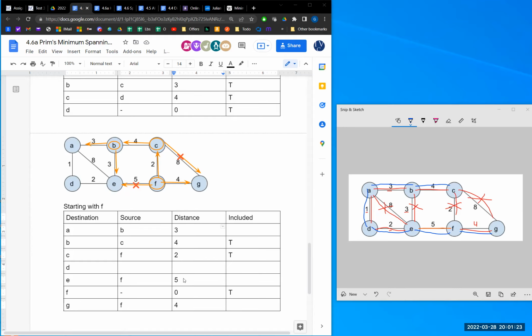Now we have choices 3, 5, and 4. 3 being the smallest. A is pulled in. Now that we've pulled A in, we're going to go find its edges that we have not already seen. It gives us 1 and an 8. And that 8 is not useful information. That 1 is useful information, so we keep that. Choice between 1, 5, and 4. So we'll go ahead and take the 1.